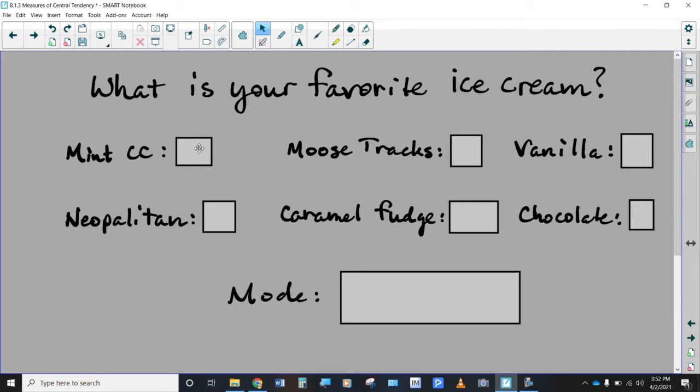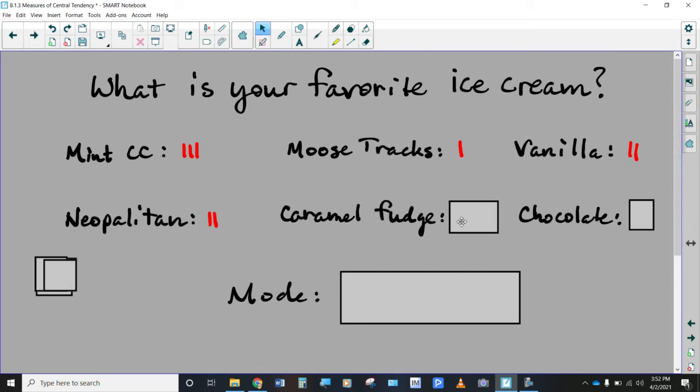So you just start tallying all the different answers, and you start to see, okay, that's interesting. Which one was the winner? Which one did most people like? And you can see that a majority of the people liked caramel fudge.